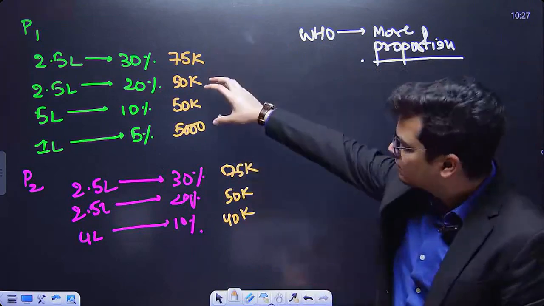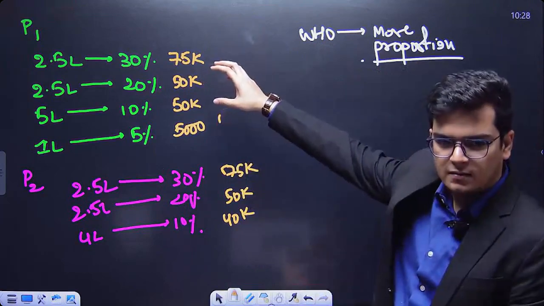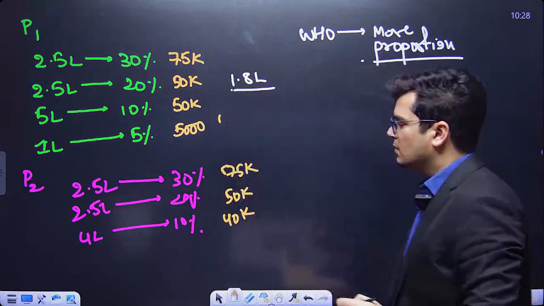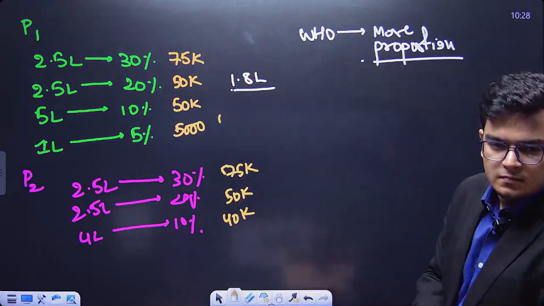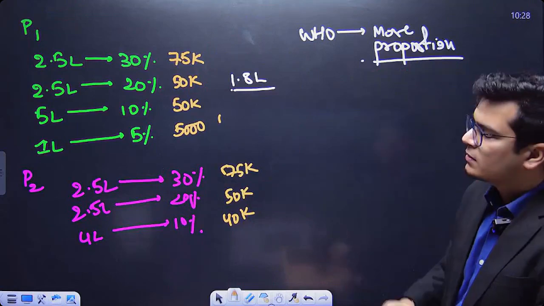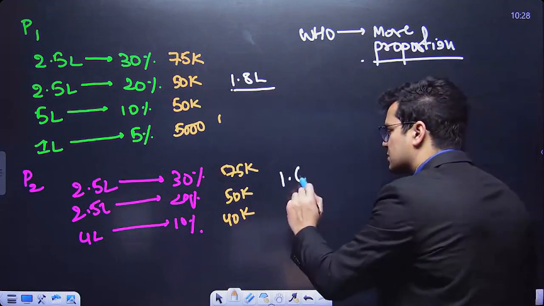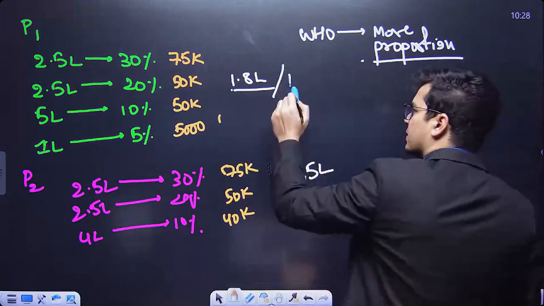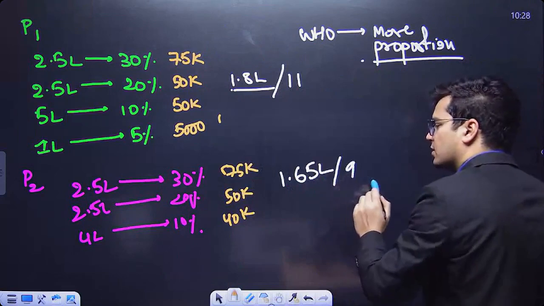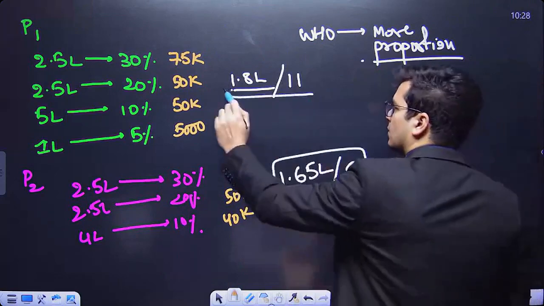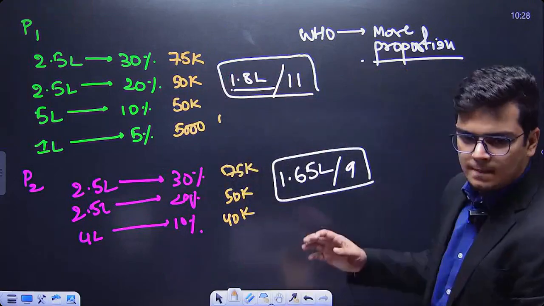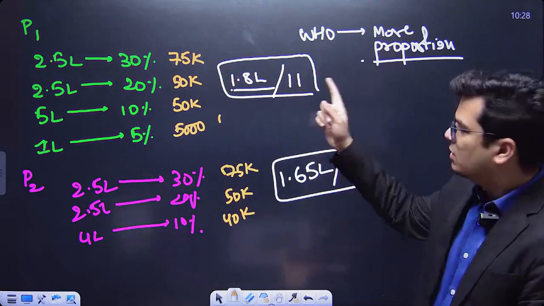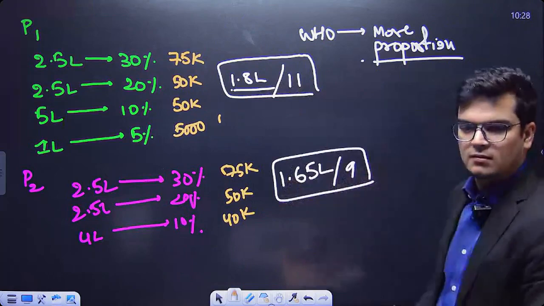Add this figure. Add this figure. This will be 1.8 lakhs. Add this figure. This figure will be 1.65 lakh. Person 1 is paying 1.8 lakhs divided by 11. Person 2 is paying 1.65 divided by 9. है ना? Who is paying more proportion? ये फिगर बड़ी है या ये फिगर बड़ी है?